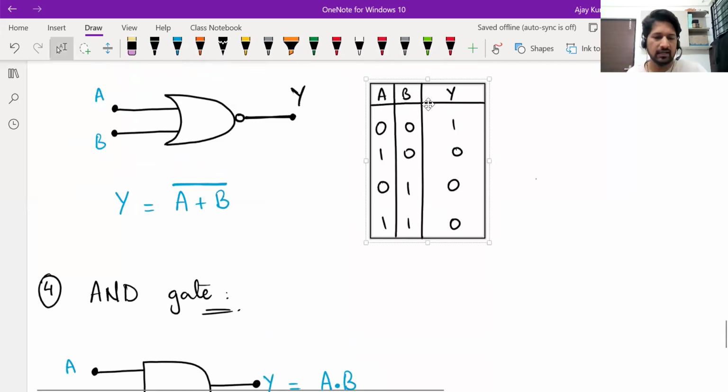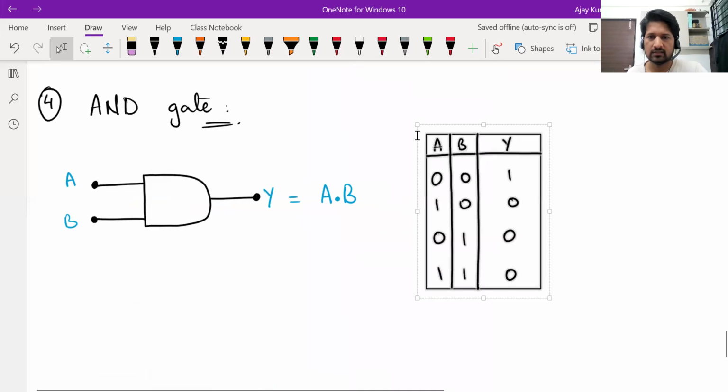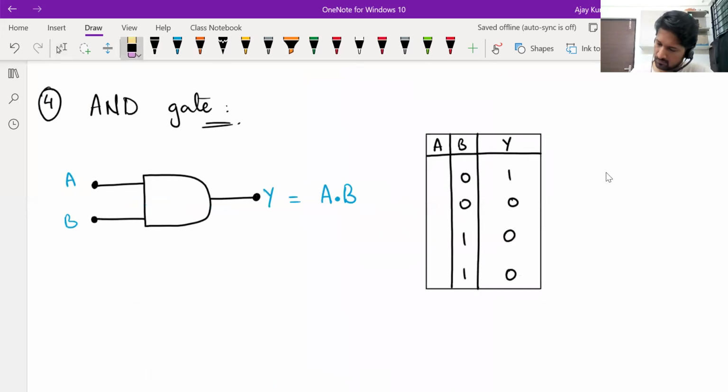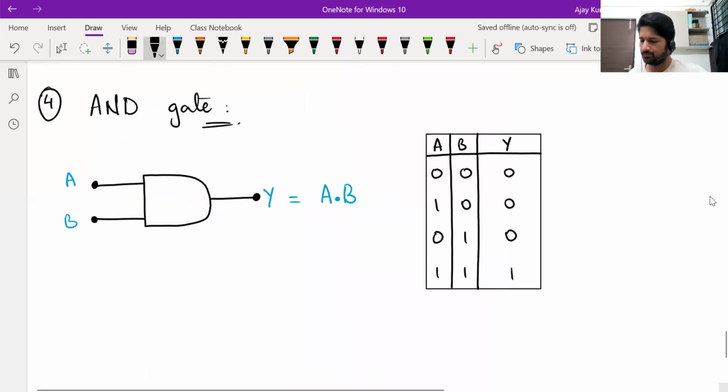So what happens in an AND gate? When both inputs are ones, you get the output as 1. In all other cases, the output will be 0. So A0, B0, Y will be 0. A1, B0, output will be 0. A0, B1, output will be 0. Only when both are 1, the output will be 1.